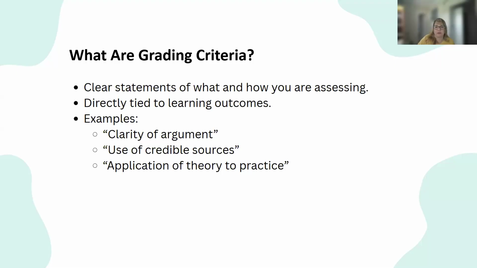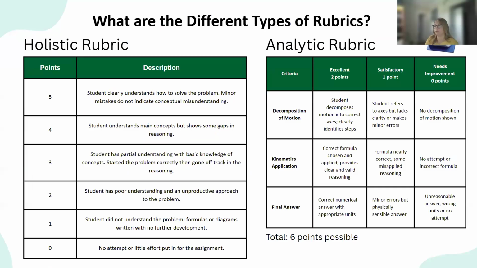And then we're going to move on to the two different types of rubrics. So you have a holistic rubric. Holistic rubrics provide a single overall score. It's a lot more efficient, but it's a lot less detailed. And this type of rubric gives a single overall score based on general criteria of the student's work as a whole, rather than breaking it down into specific components.